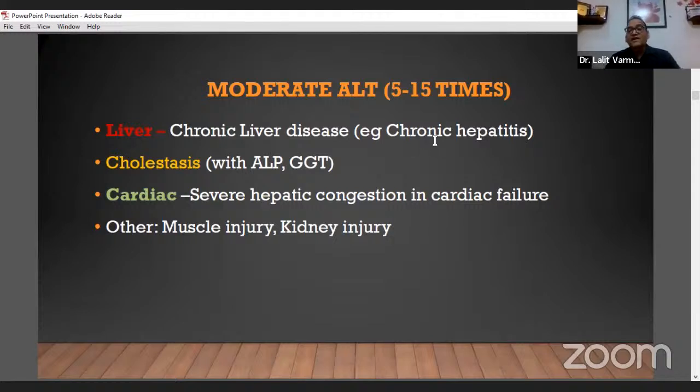Now we know that, as I said, if 50 is the normal, it can be 200 or 250, where actually it is chronic hepatitis. Something is going on with the liver for quite some time. The second is cholestasis, where definitely the GGT is going to be high. That's the reason we need not just SGOT, SGPT, but also your GGT and alkaline phosphatase. Cardiac conditions will cause severe hepatic congestion in cardiac failure like CCF. It can present as severe or moderate. Other ones are muscle injury and kidney injuries, which can also cause moderate elevation in the ALT.